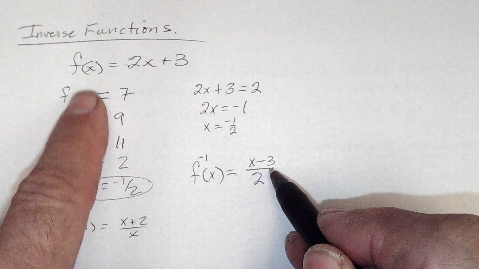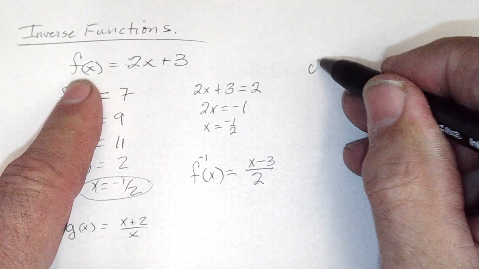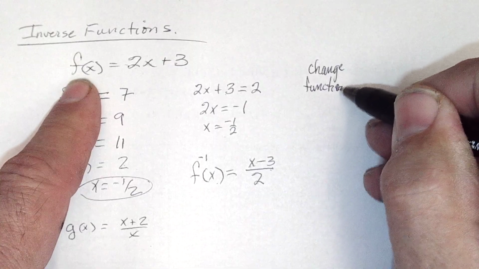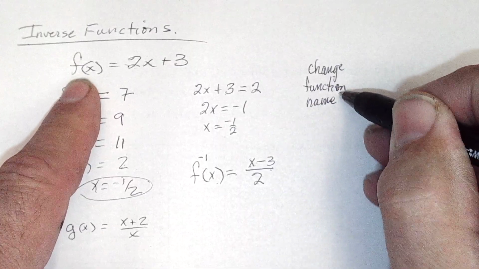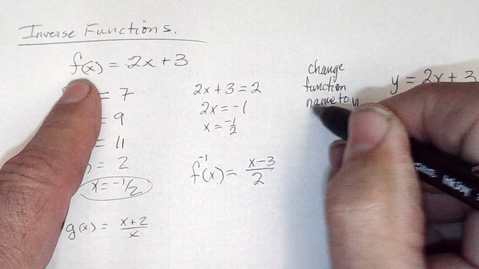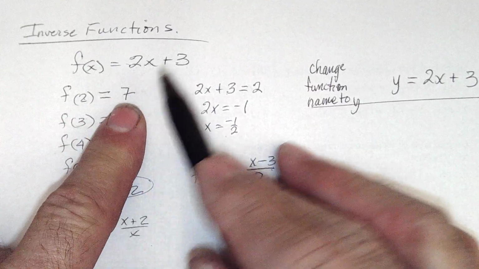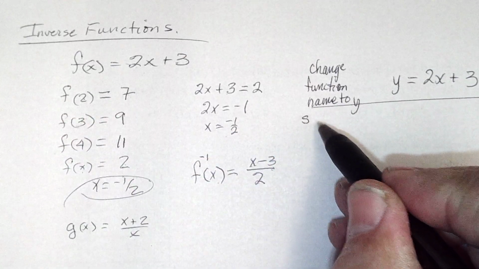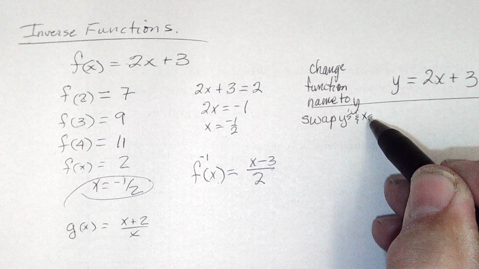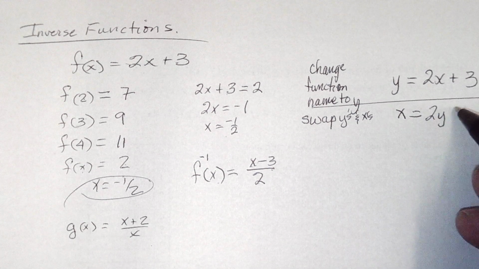But the way to get that, take your original function and change the function name to y. So it would be y equals 2x plus 3. Now we're switching the roles. This was our x, this was our y. We want to change it so this is the x and that's the y. So we're going to swap y's and x's. Every place there's a y, we're going to make it be an x, and every place there's an x, we're going to make it be y.